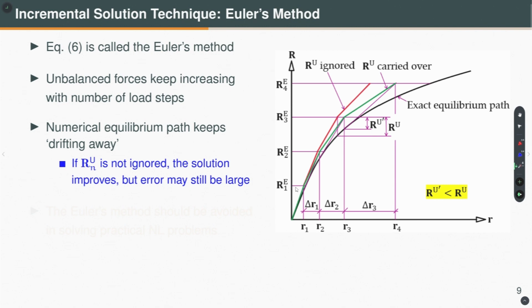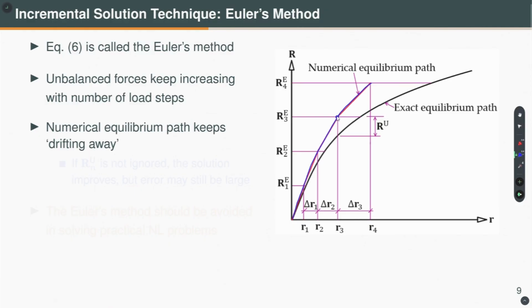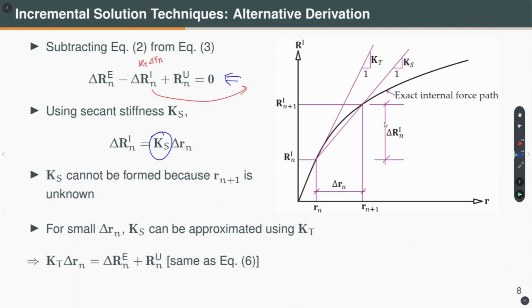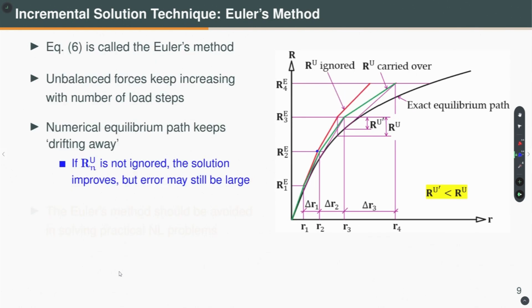For example, when you have determined this displacement here, this is the applied load, but actually you are at that point. Let me go back to the previous figure. We are let us say here, but the actual resisting force is this much. So, this is the unbalance. We cannot ignore it. If we do not ignore this, then we can get a slightly improved solution. That improved solution is given by this green.